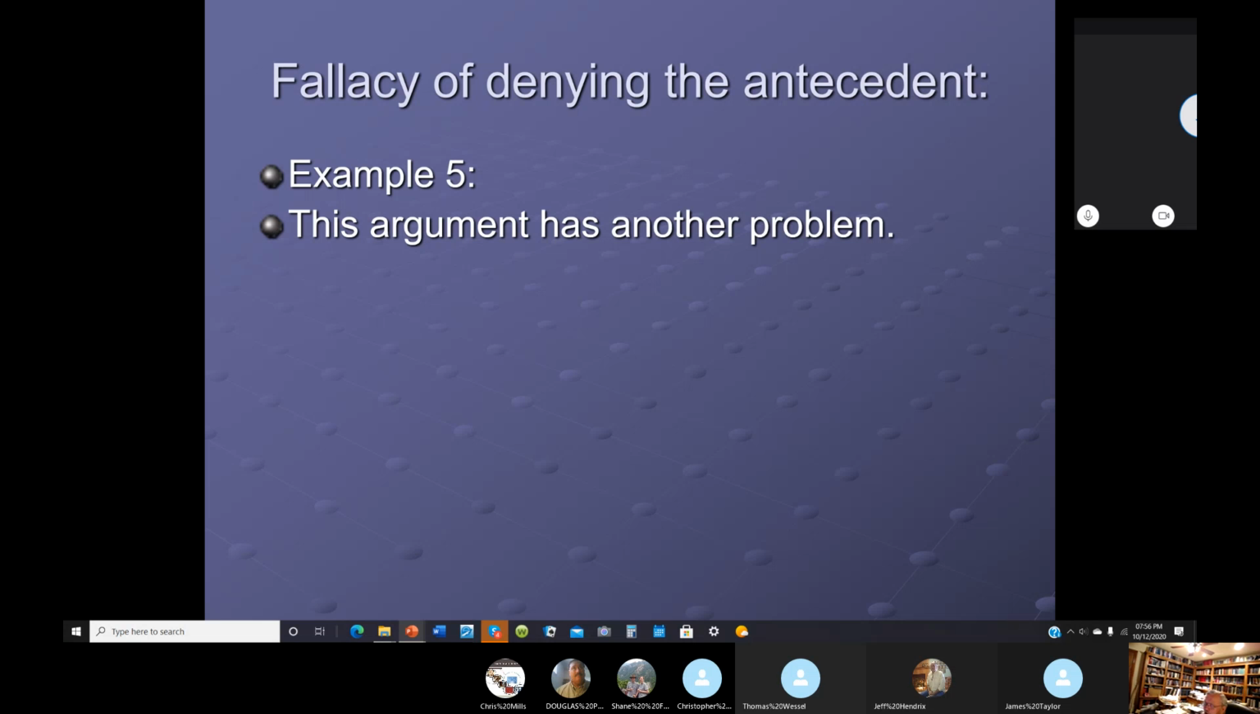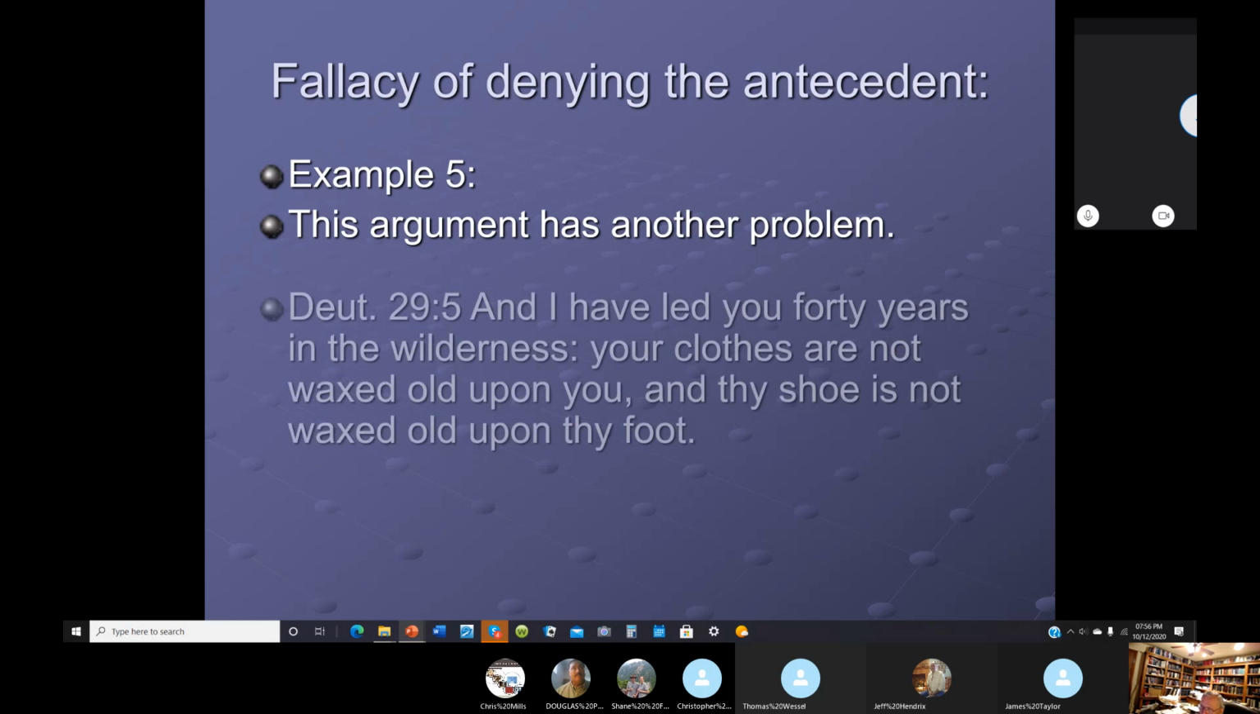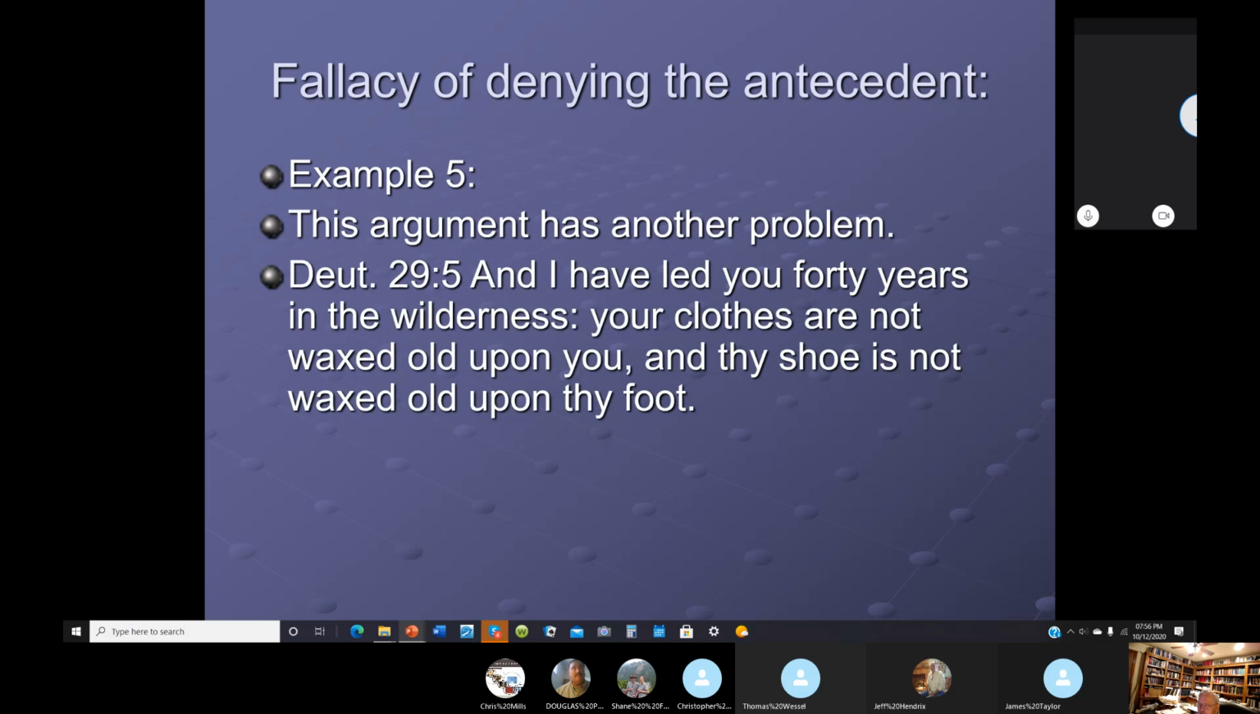All right. This argument has another problem. Besides the fallacy of denying the antecedent, second fallacy problem is they looked in the wrong place. The third problem is they forgot to read the Bible carefully. And let's read Deuteronomy 29:5. "And I have led you 40 years in the wilderness. Your clothes are not waxed old upon you, and thy shoe is not waxed old upon thy foot."